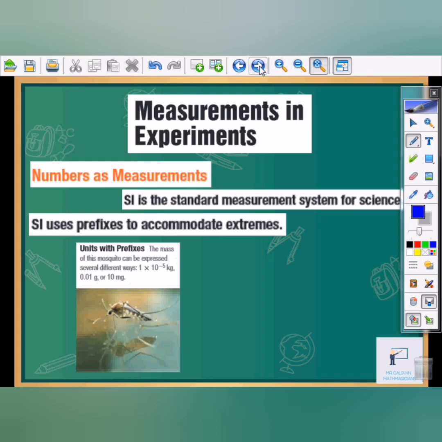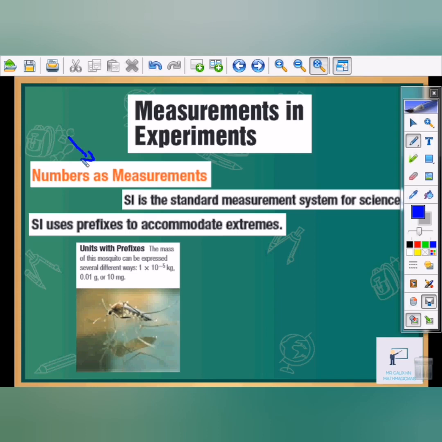Physicists perform experiments to test the hypothesis about how changing one variable in a situation affects another variable. An accurate analysis of such experiments requires numerical measurements, which, as you can see, is our subtitle here, numbers as measurements. The SI unit is the standard measurement system for science. SI in English means International System of Units.